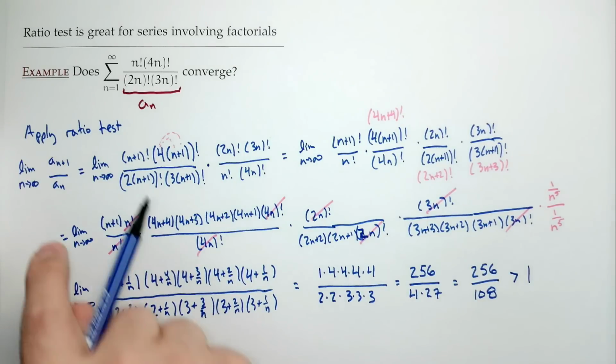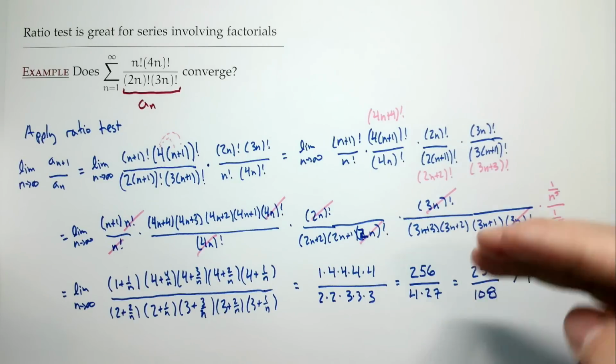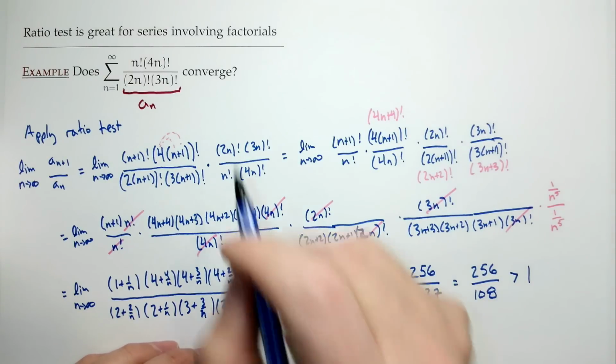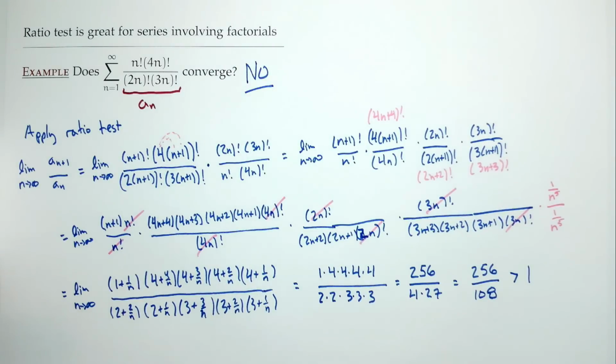So the ratio is bigger than 1, which means that as you get further and further down, it's getting larger and larger and larger. And so, it's not going to converge. So does it converge? No. That's the answer, by the ratio test, because the limit goes to something which is bigger than 1. So in some sense, that 4n factorial, it's really hard to recover from that.